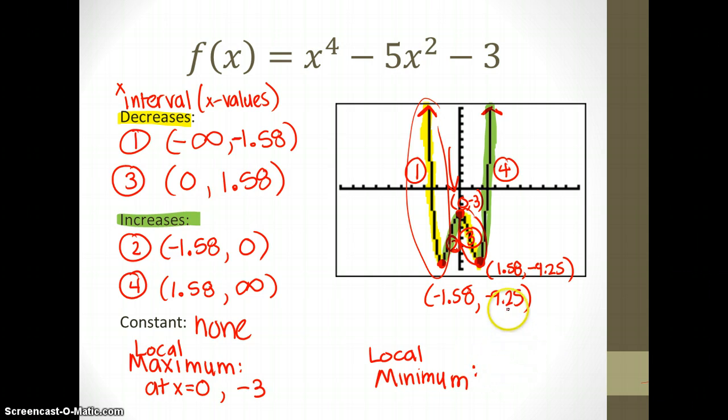And then we can't really describe, because the graph keeps going up and up and up forever, we can't really describe that as a maximum because we don't have a maximum value.